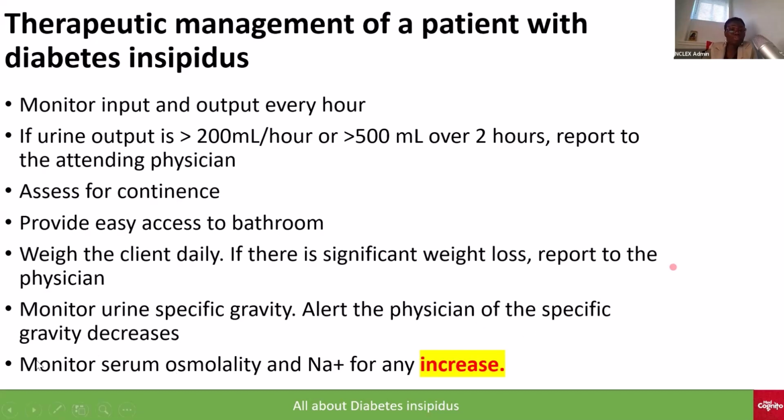And you remember, we spoke about osmolality and sodium. The urine osmolality will be low, but for blood, the serum osmolality will be high, and the sodium in the blood will be high. So for diabetes insipidus, the serum osmolality is going to be high, and then the sodium in the blood is going to be high. So you're going to have hypernatremia.